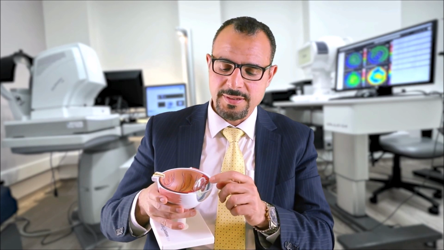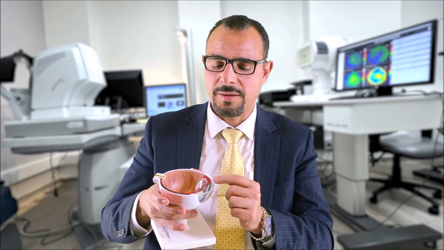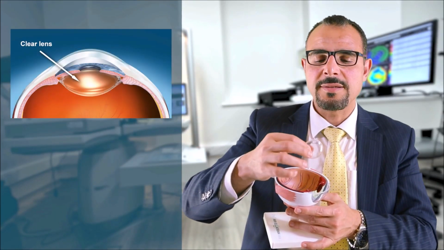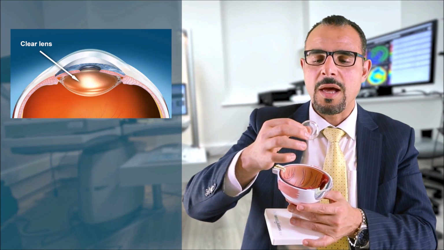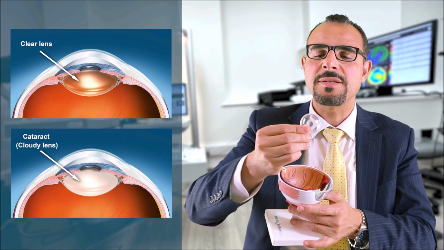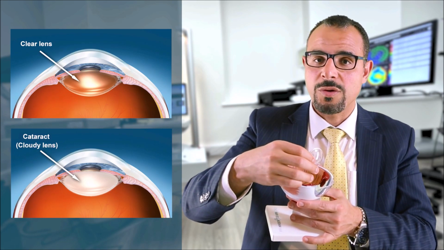So this is the cornea, which is the clear front part of the eye. And this is the iris, which is the colored part of the eye. And this is the lens, which sits behind the iris. The main function of the lens is to focus light, which passes through the eye into the retina to create a sharp image on the retina. Normally, the lens is crystal clear, and when this lens becomes misty or foggy, this is what we call cataract.